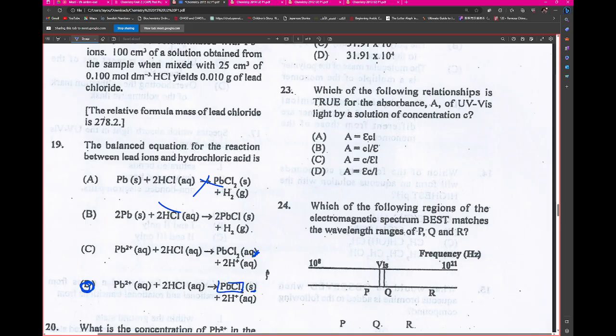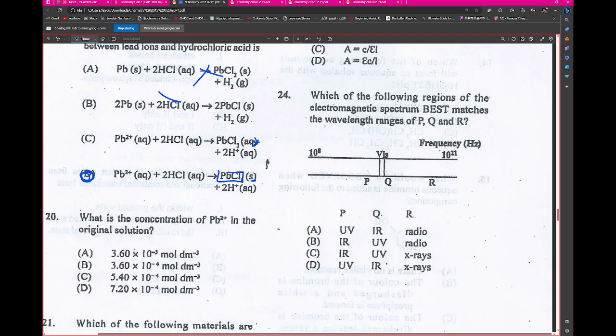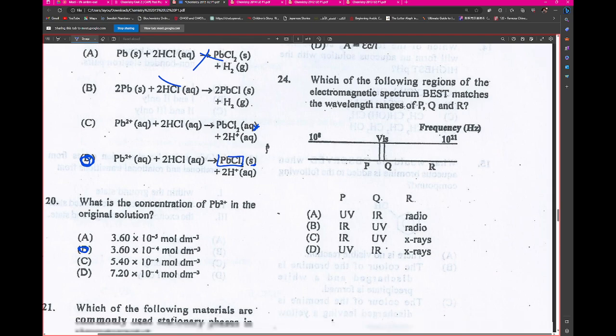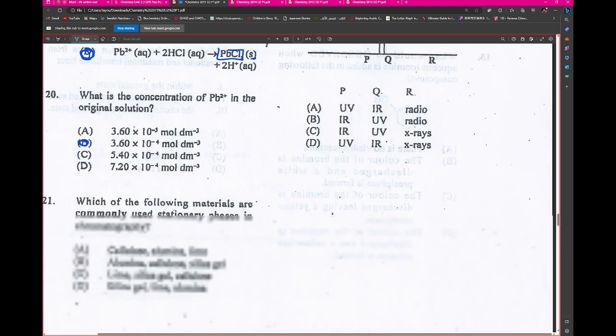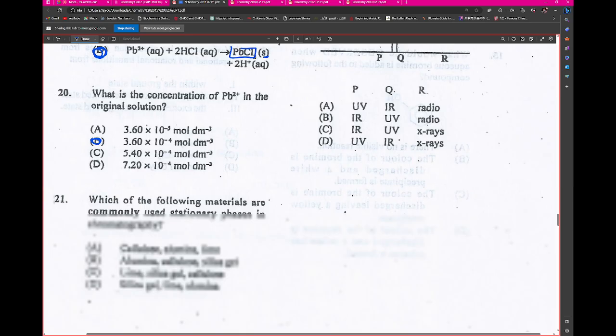All of the units were the same, right? And I think B was the answer that we had. Right? So some pretty simple mole concept, so it shouldn't be a problem for anybody, whether or not they put new questions about mole concept. Which of the following materials are commonly used as stationary phases in chromatography?